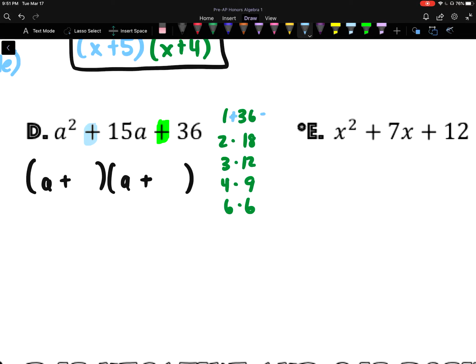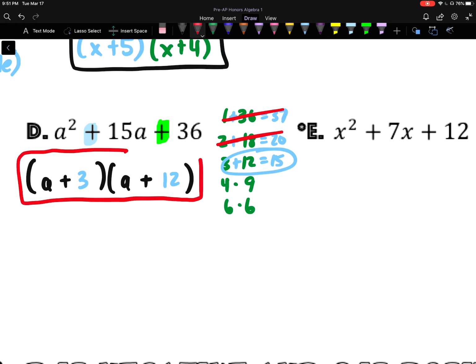1 plus 36 is 37, not what we're looking for. 2 plus 18 is 20, not what we're looking for. 3 plus 12 is 15. Bingo, that's what we're looking for. So plus 3 plus 12.